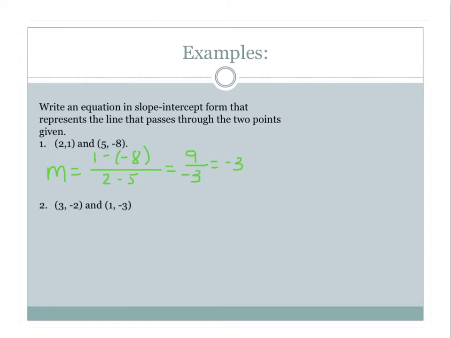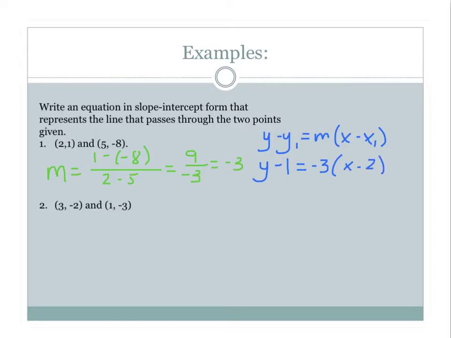So now we're going to use point-slope form, and remember what we talked about, we're always going to write it when we use it, so y minus y1 equals m times the quantity x minus x1. So that's y minus, let's use the positive point, the one that's (2, 1), so y minus 1 equals -3 times the quantity x minus 2.